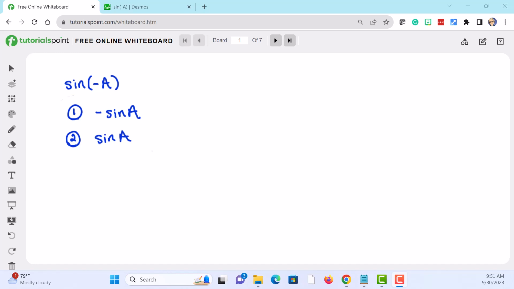In this video, our goal is to decide when two expressions are equivalent. So for this first exercise, we're given sine of minus a. What do you think? Is that equivalent to minus sine of a or sine of a? To explore, we're going to use Desmos.